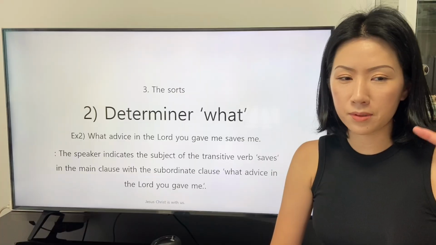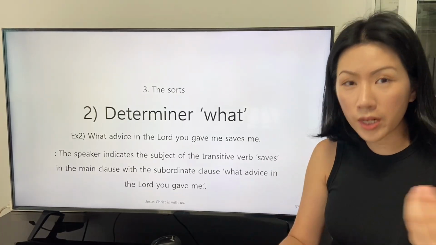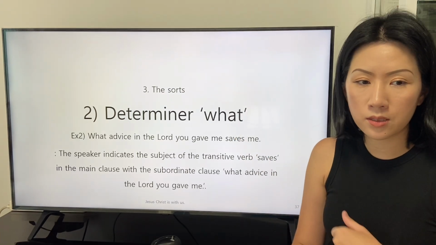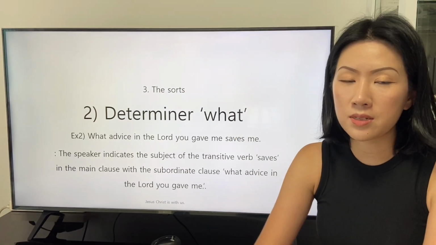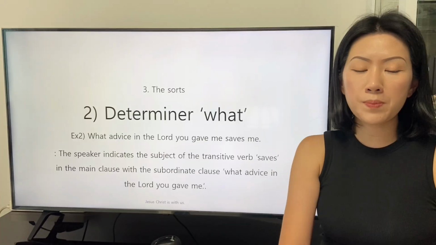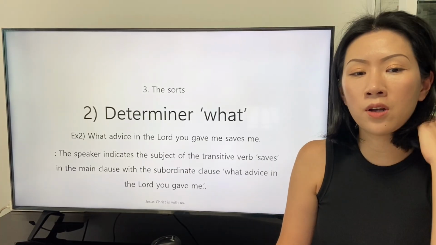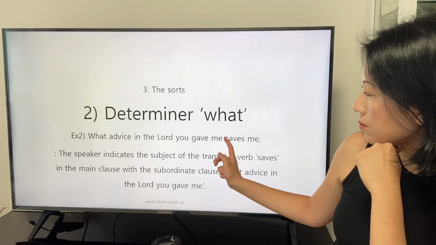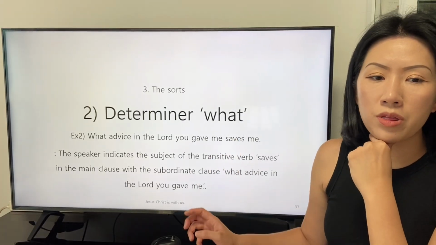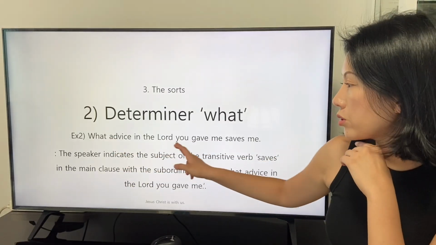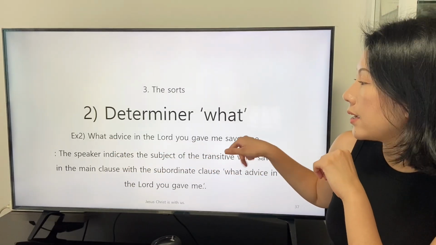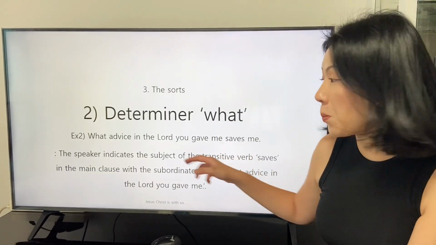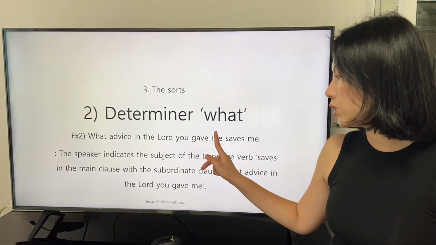The second example that we study for the determiner what is this: what advice in the Lord you gave me saves me. The speaker indicates the subject of the transitive verb saves in the main clause with the subordinate clause, what advice in the Lord you gave me. So we can say that the subject of the main clause is indicated by the subordinate clause from here to here.